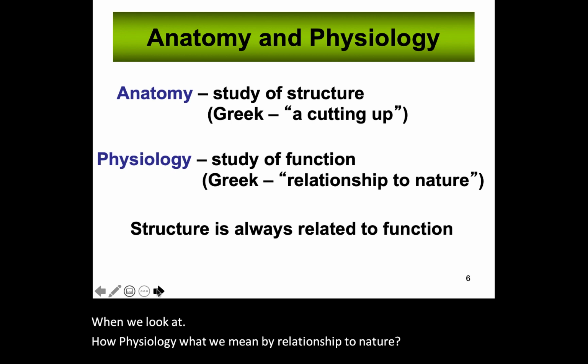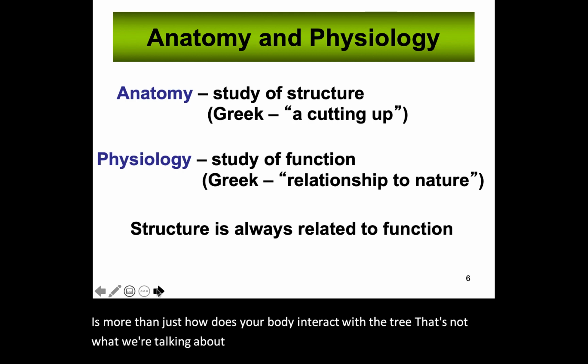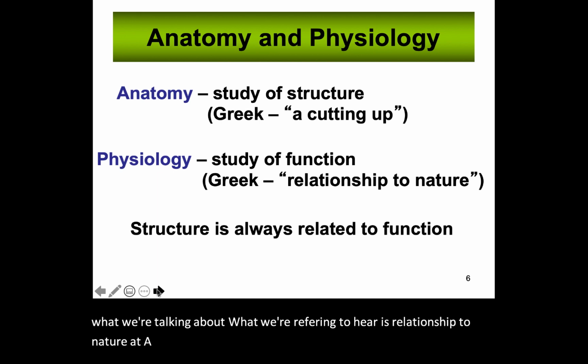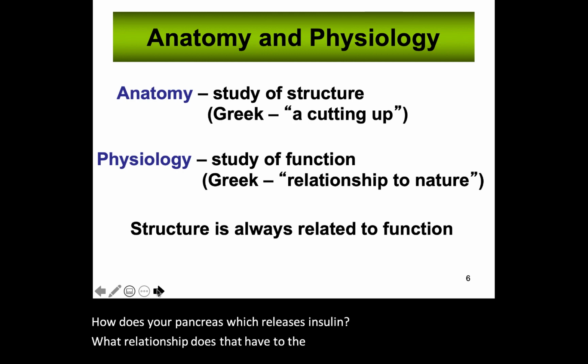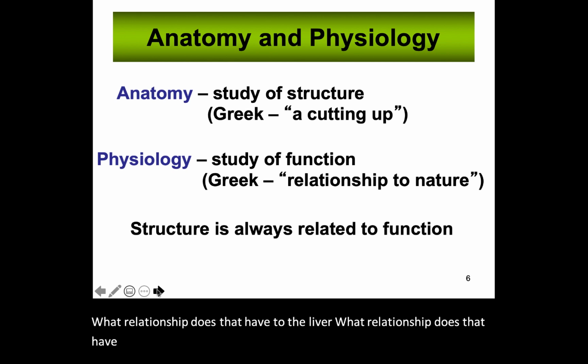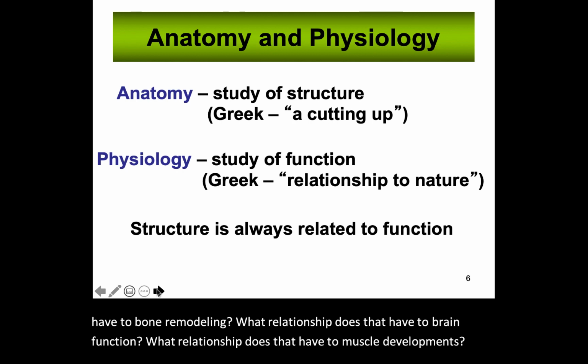is more than just how does your body interact with the tree. That's not what we're talking about. What we're referring to here is relationship to nature at a physiological level. So how does your pancreas, which releases insulin, what relationship does that have to the liver? What relationship does that have to bone remodeling? What relationship does that have to brain function? What relationship does that have to muscle development? It's the relationship with the surrounding area.